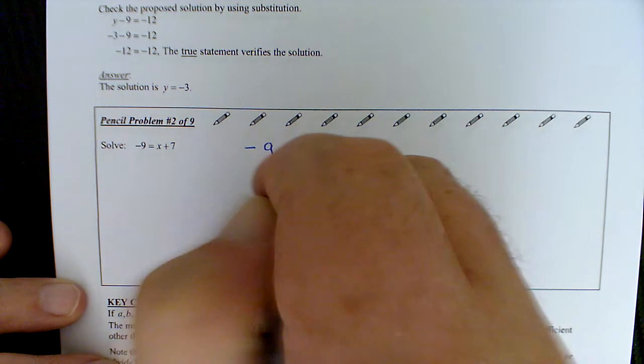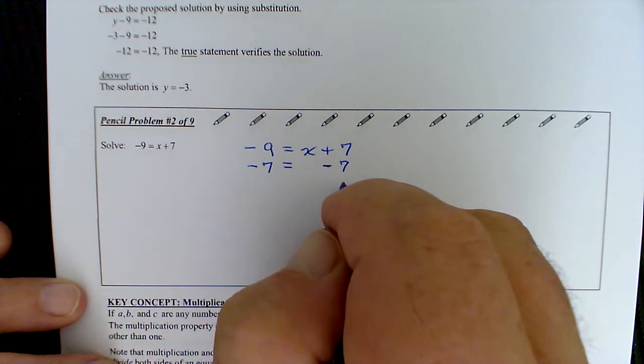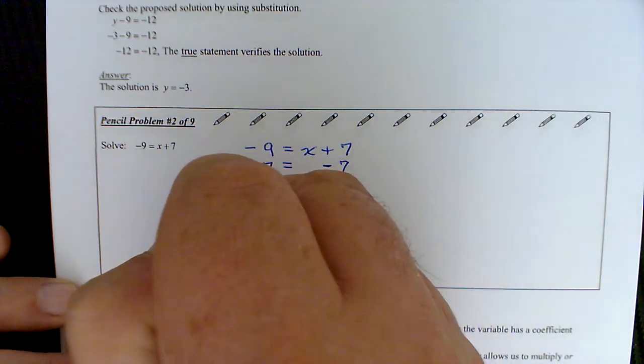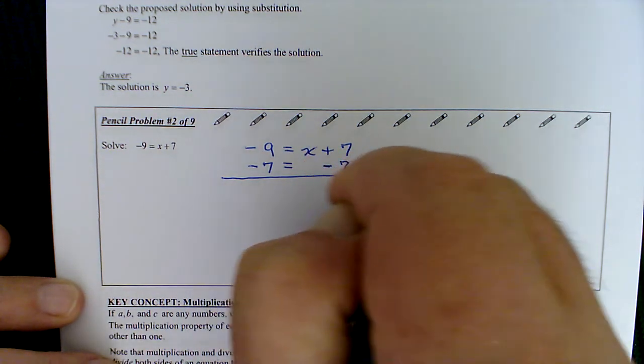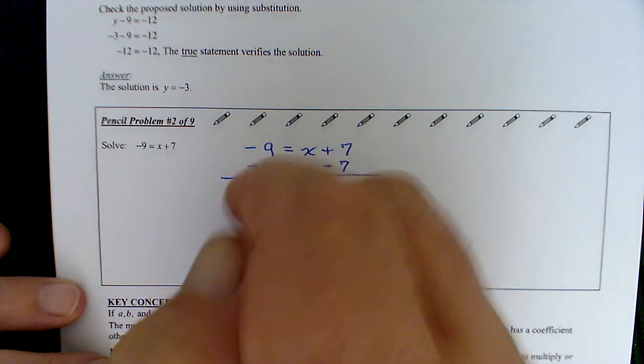I'm going to line up equal signs. And I'm going to subtract 7 from this side, because whatever we do to one side, we have to do to the other side to keep the equation balanced. And I'm going to draw a long addition bar. And then on the left, do the arithmetic.